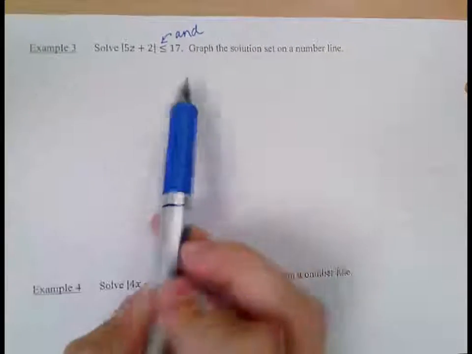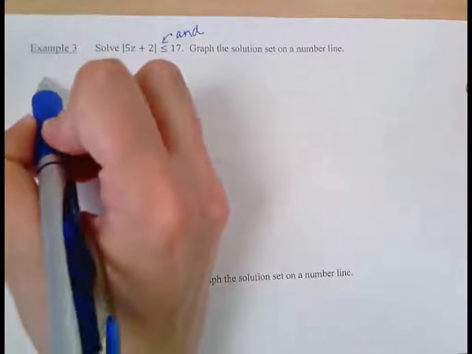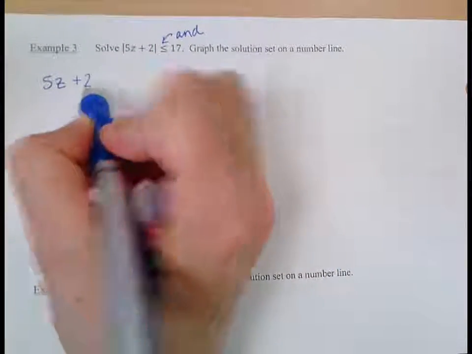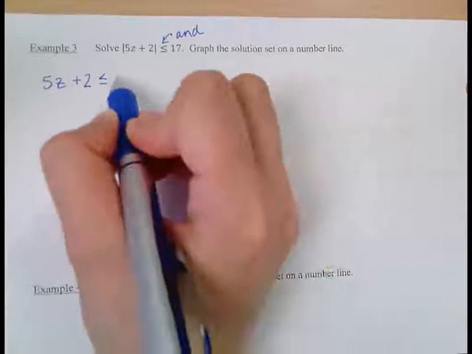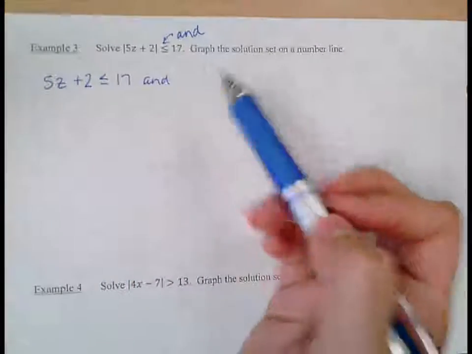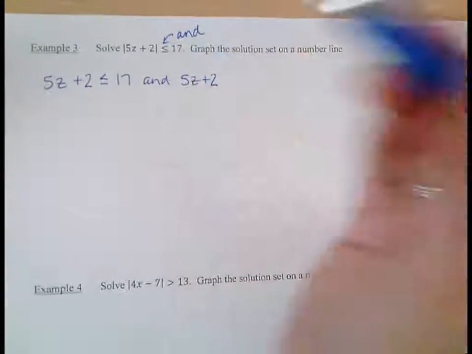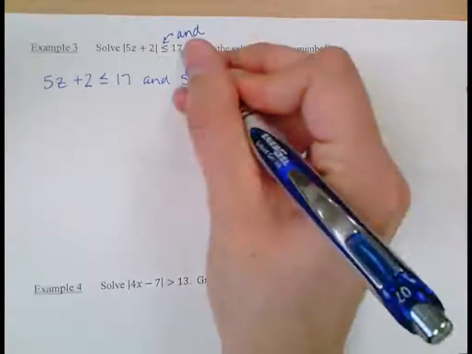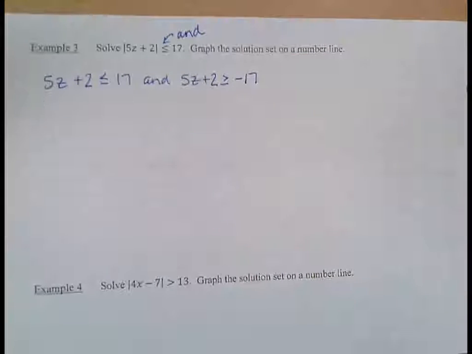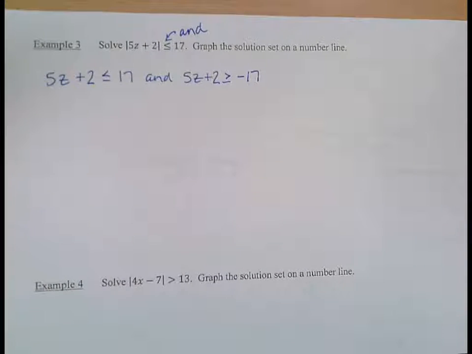If I'm writing two separate inequalities, the first one keeps everything the same. So 5z plus 2, keep the less than or equal to, keep the positive 17. Then we have "and." The second inequality, keep the 5z plus 2, change the inequality to greater than or equal to, and the 17 becomes a negative 17. Then you solve both of these inequalities, write your solution set, make your graph, and you'll have your answer. So that's one way to set it up.